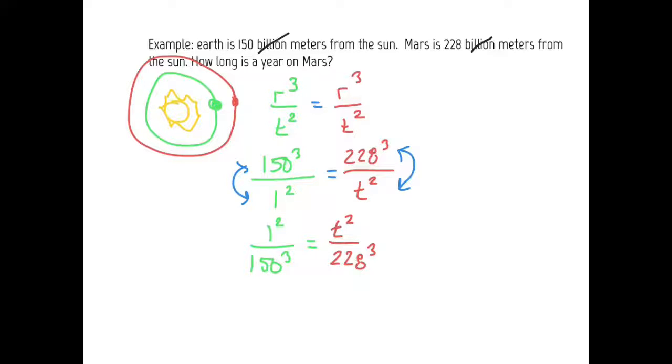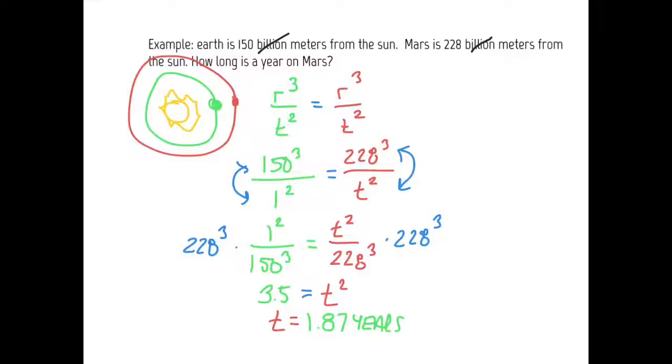So remember, I want time for Mars, so I'm going to multiply both sides by the 228 cubed. And then the other side has to do the same thing to keep it an equality, 228 cubed. So then when I do the mathematics of this, I get 3.5 equals the time squared, or the time for Mars to orbit ends up equaling 1.87 years. And those are Earth years.